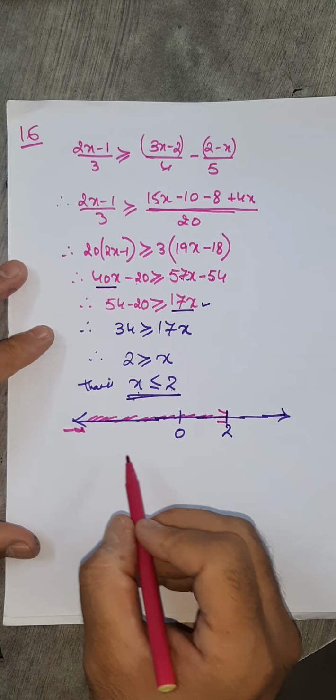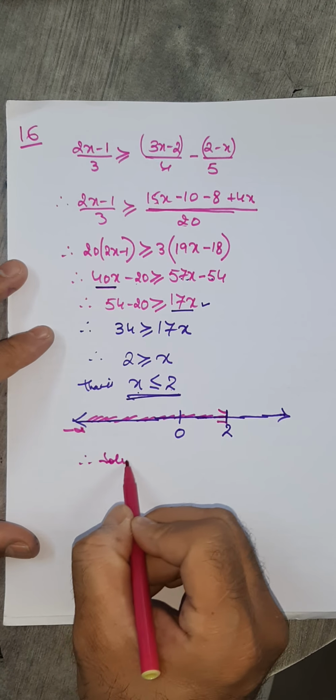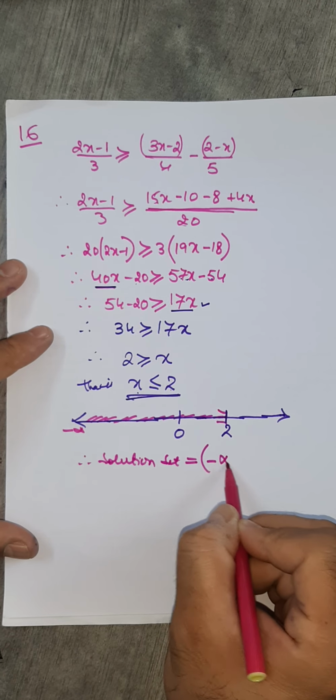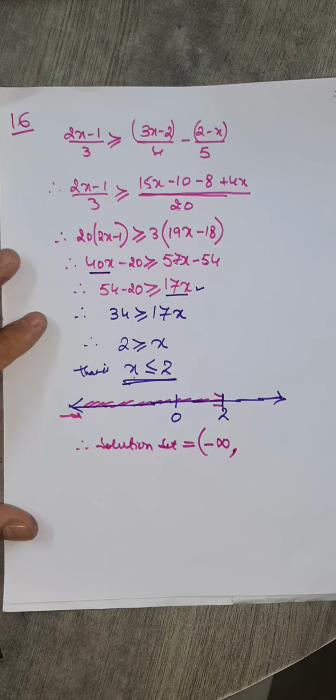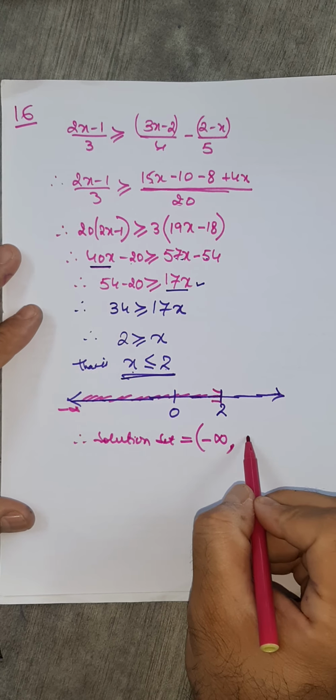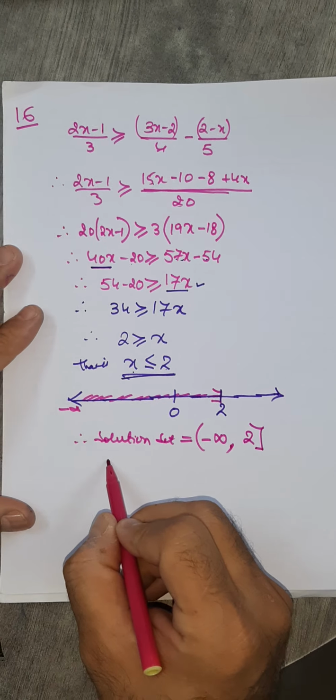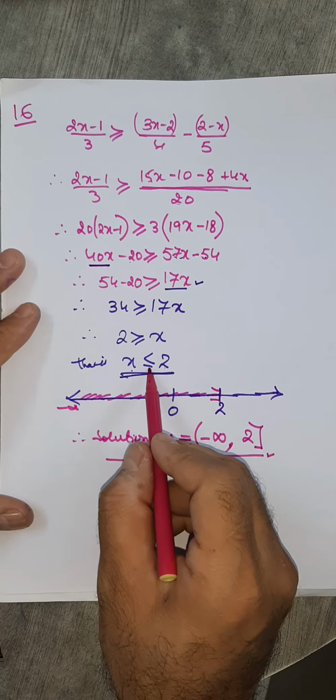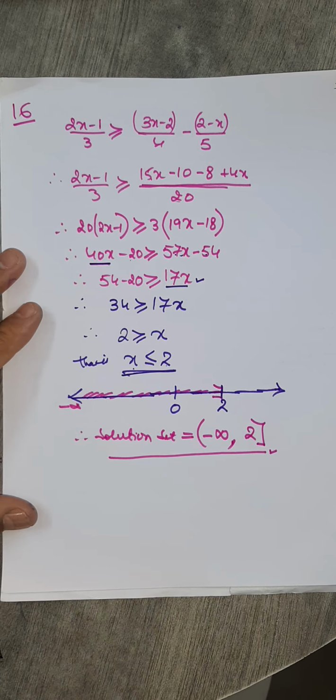And therefore, what's the solution here? Solution set or solutions from where? Minus infinity. Always open interval at plus infinity or minus infinity. To closed interval 2, remember. Why closed interval at 2? Because you are less than or equal to. Okay. Now, same way you can go for 17 to 20. These are similar questions, so you can try this, not a big task.